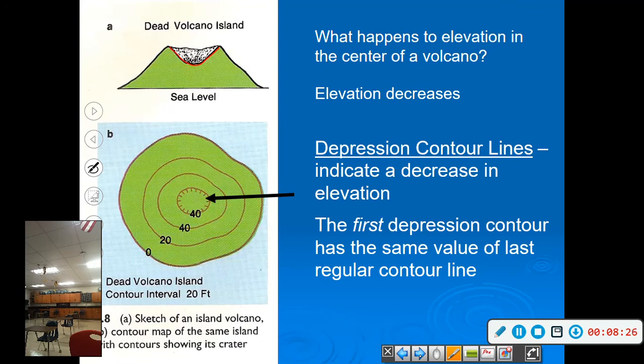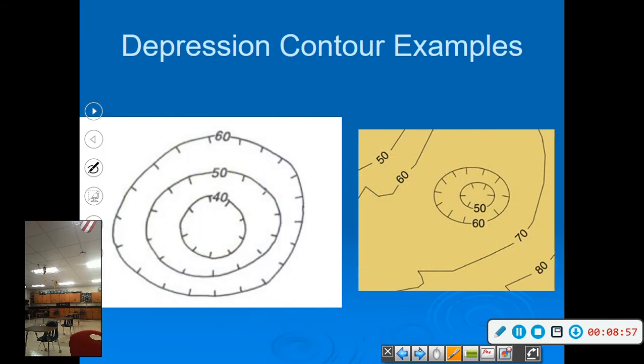So depression contour lines indicate a decrease in elevation, and the rule is the first depression contour has the same value as the last regular contour line that it's inside of. So it will be 40 and then 40 again, because anywhere in between this, it could be like 43 feet here, or 42. And then it will go back down to 40, and then the next one down will count down by the contour interval. So just to reiterate that fact, if you have 60, 50, 40, it will continue downward after that. So this map is going by a 10-foot interval.